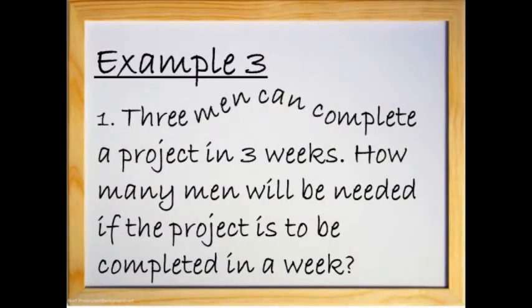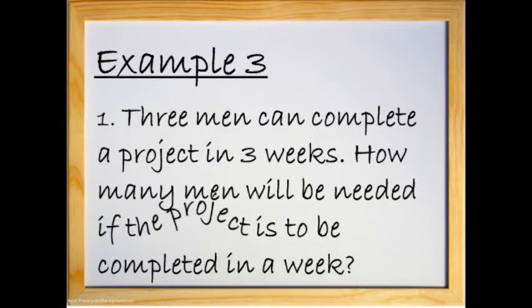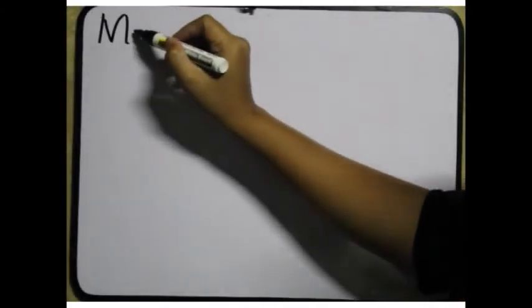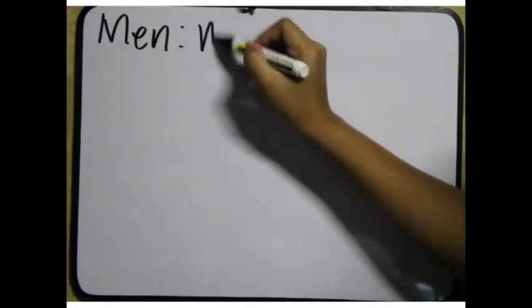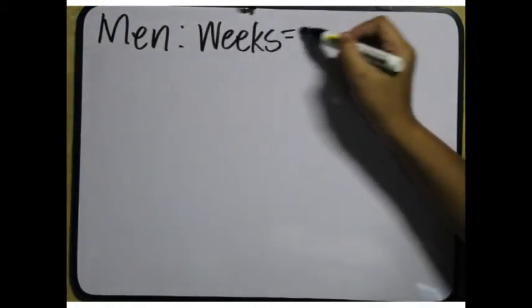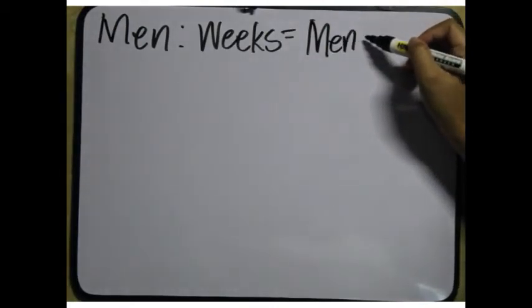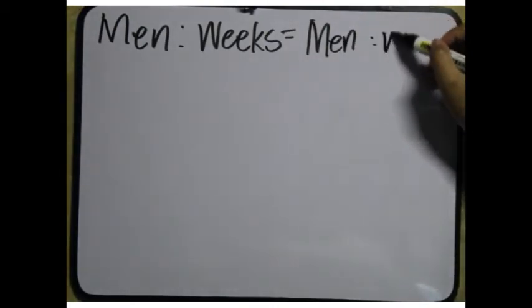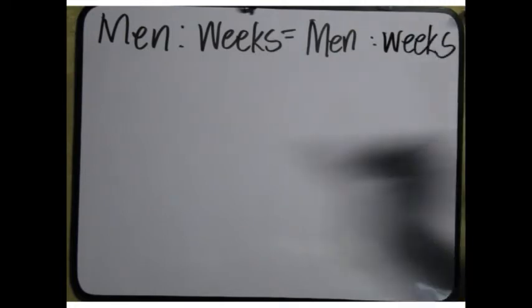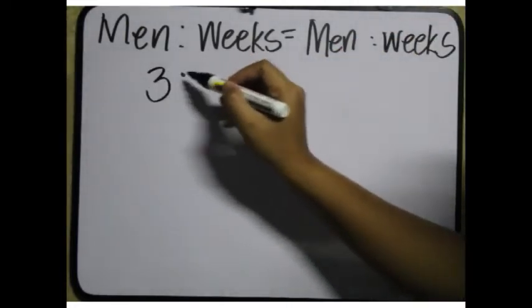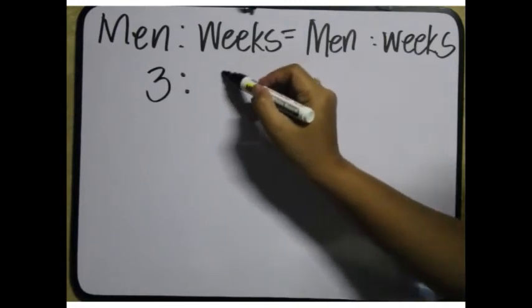Next problem for inverse proportion. 3 men can complete a project in 3 weeks. How many men will be needed if the project is to be completed in 1 week? For inverse proportion, our problem, 3 men can complete a project in 3 weeks. So our ratio will be men is to weeks is equal to men is to weeks. Okay, so we have 3 men can finish a project in 3 weeks.